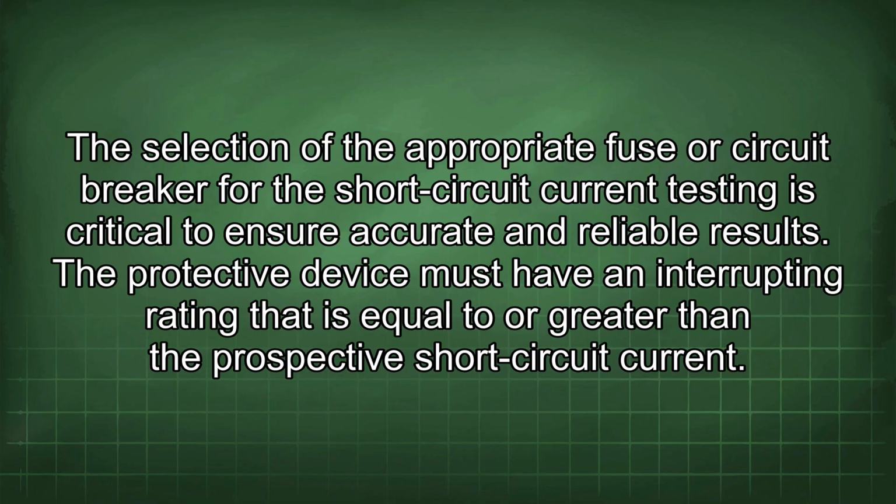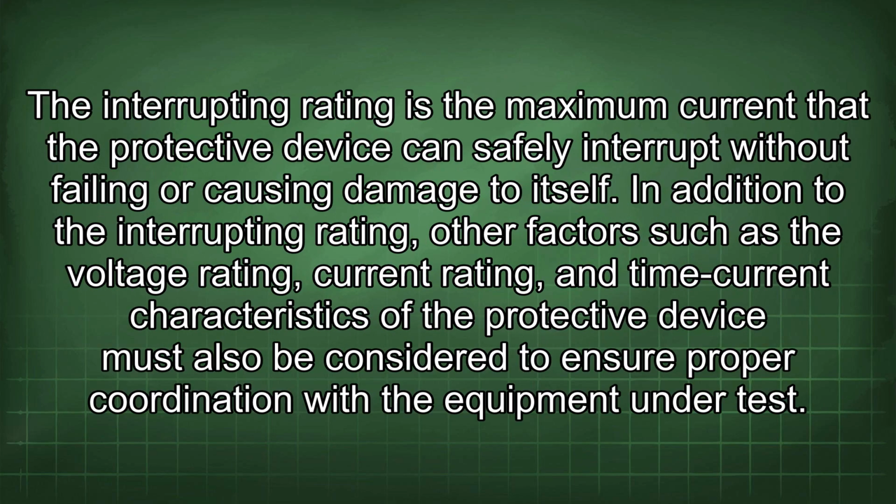The selection of the appropriate fuse or circuit breaker for the short-circuit current testing is critical to ensure accurate and reliable results. The protective device must have an interrupting rating that is equal to or greater than the prospective short-circuit current. The interrupting rating is the maximum current that the protective device can safely interrupt without failing or causing damage to itself. In addition to the interrupting rating, other factors such as the voltage rating, current rating, and time current characteristics of the protective device must also be considered to ensure proper coordination with the equipment under test.